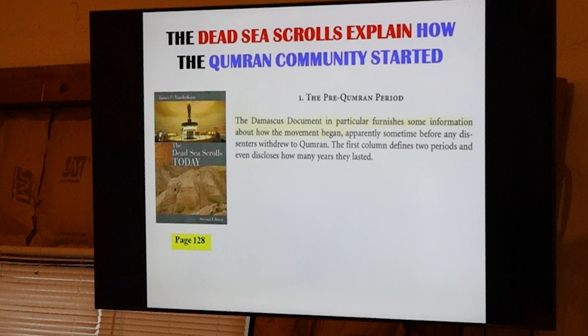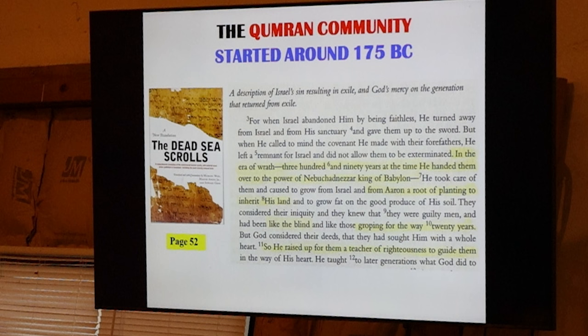in the Dead Sea Scrolls, it explains how the Qumran community started in a document called the Damascus Document. And this is actually the English from the scrolls, from this book, the Dead Sea Scrolls. It says, in the era of wrath, 390 years at the time that he handed them over to the power of Nebuchadnezzar, from Aaron, a root of planting to inherit the land, we were for a period of time like the blind, groping for our way.